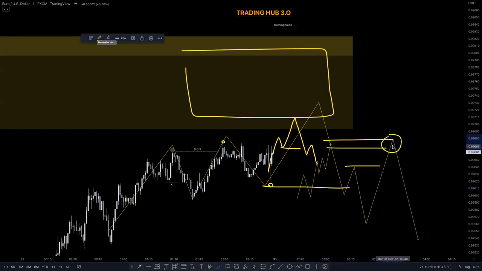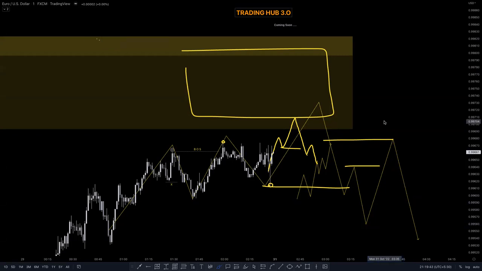Once price taps here, you can switch to a lower time frame candlestick like 1 minute, and the single candle mitigation entry is here. Multiple entries for the sell until this low is broken. Okay, so this is the first scenario, and the next scenario is here.